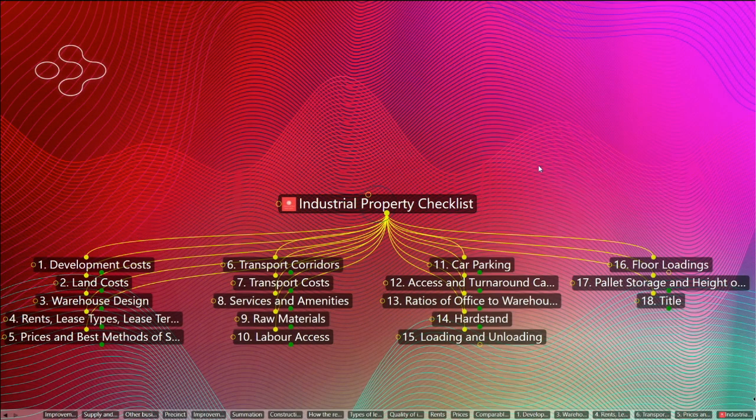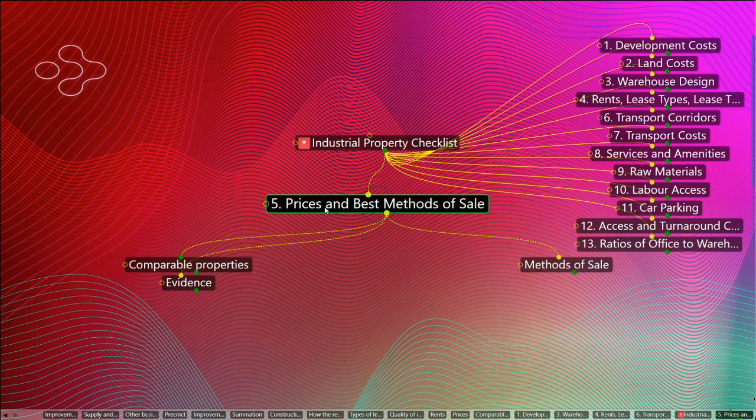I have covered some of the other topics here in earlier videos. Today I want to go into item number 5. So this is the industrial property checklist, and today I'm going to cover item number 5. Let's move into that topic, and it is all about prices and best methods of sale that apply to an industrial property today. So where do you start with this?